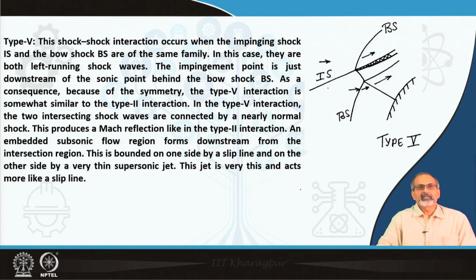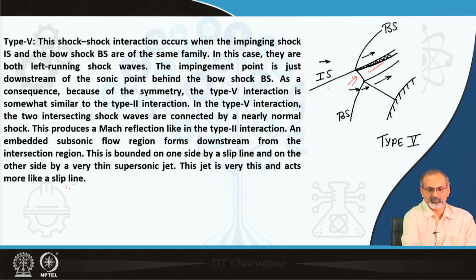In the type 5 interaction, the two intersecting shocks are connected by a nearly normal shock, which is formed here. This produces a Mach reflection like pattern as in type 2. An embedded subsonic region forms downstream from the interaction region. There is often a very thin supersonic jet which is formed at the interface, but it acts more like a slip line.